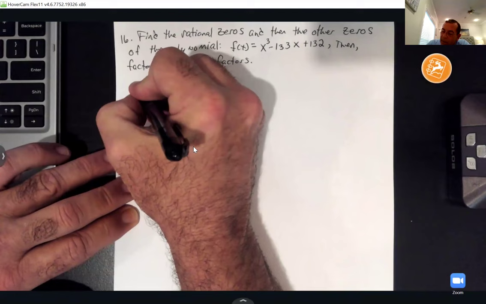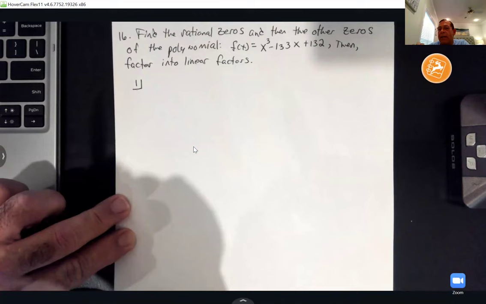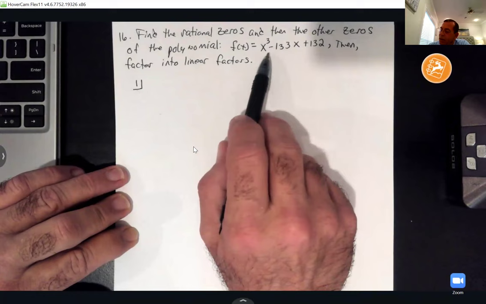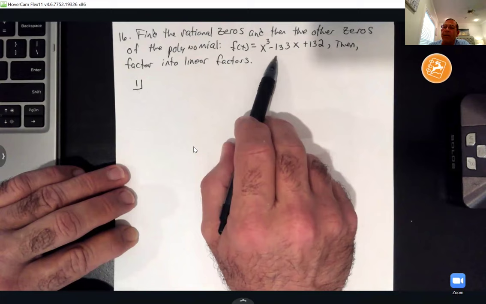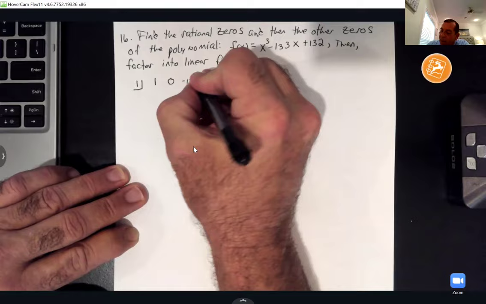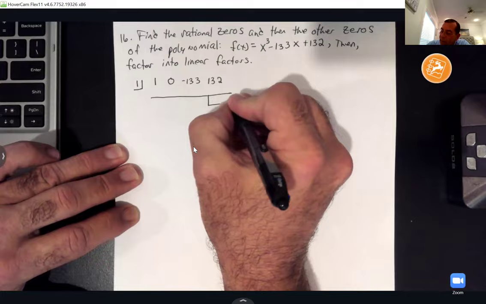So since one is a zero, I'm going to do synthetic division and get my three numbers I need for my quadratic formula. Or you can solve them by factoring, or you can solve them by square roots. So y'all, we need our coefficients. Now notice, I'm missing the x squared term, so I'll put a zero there for it. So I got a one for my x to the third, zero for my x squared term, negative 133 for the x term, and then 132 for my number. Now, if I'm right and one's a zero, then I better get a zero remainder here, okay?